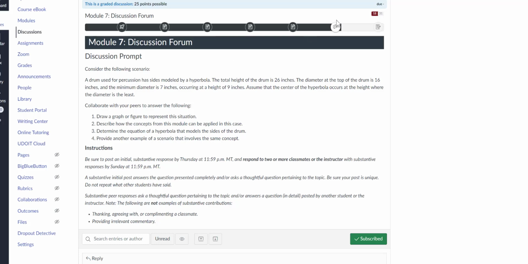Everyone, in this video I'd like to go through the task for Module 7. So we are asked to model a drum that has sides shaped like a hyperbola, and the total height of the drum is 26 inches. And the diameter at the top of the drum is 16 inches, the minimum diameter is 7 inches, which occurs at a height of 9 inches. All right, let's take that information and draw a picture.